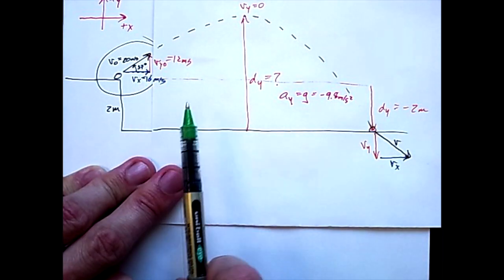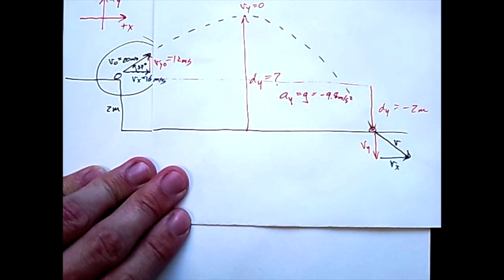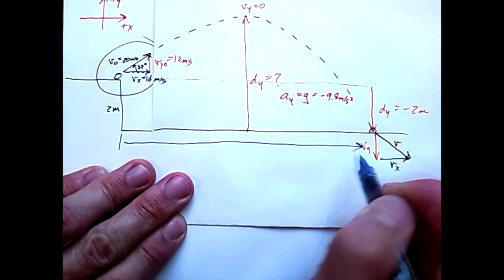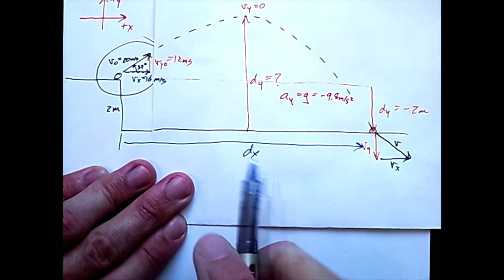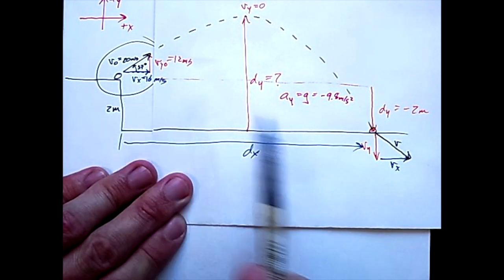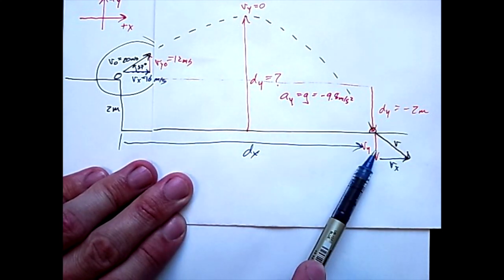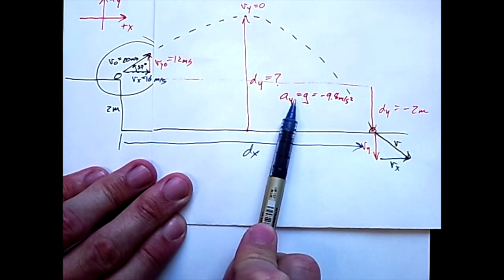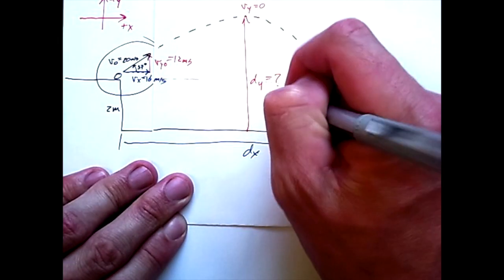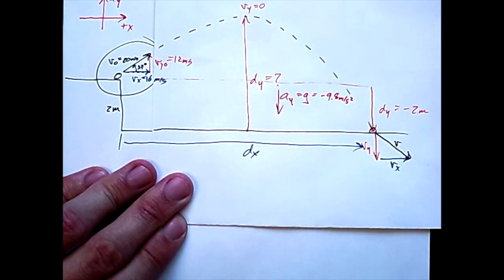Notice that as I drew my vectors, they were either perfectly perpendicular or horizontal, where I'm measuring dx along this direction. I'm measuring dy along this direction. I'm measuring velocity x in the horizontal direction. I'm measuring velocity y in the vertical direction, right? The acceleration in the vertical direction we know is down at negative 9.8, which is also vertical, and we know that the acceleration in the horizontal direction is 0.